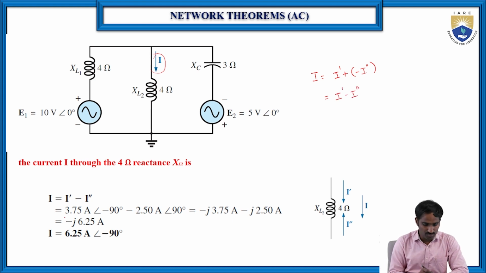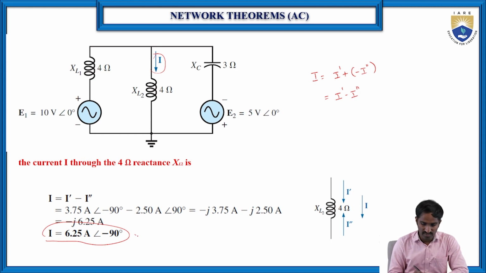Then substitute here the values of I dash and I double dash in this equation. Then you will get finally the total current I flowing through this particular circuit, or the current flowing through the reactance XL2, which is 4 ohms, is equal to 6.25 amperes at an angle of minus 90 degrees.